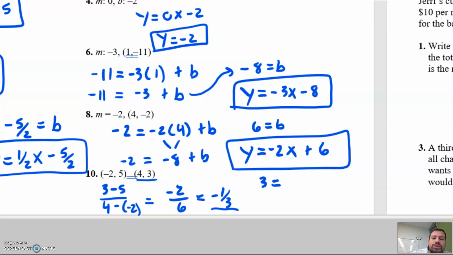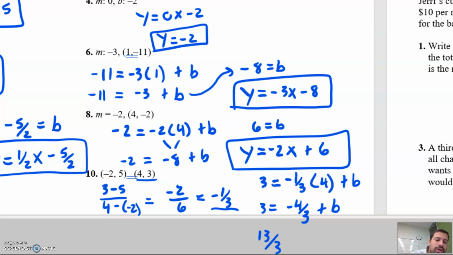3 equals negative 1/3 times 4 plus b. Let's solve that for b. 3 equals negative 4/3 plus b. Add 4/3 to the other side. If I add 4/3 to 3, 3 is the same thing as 9/3. 4 plus 9 is 13, so this is going to be 13/3.